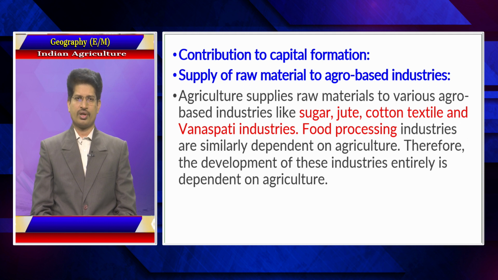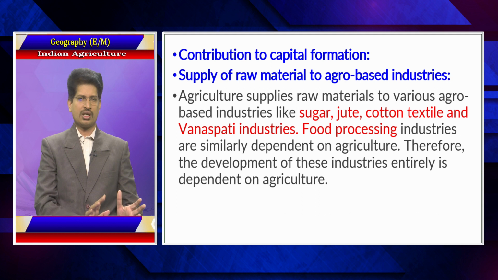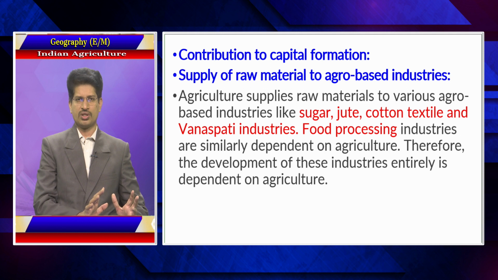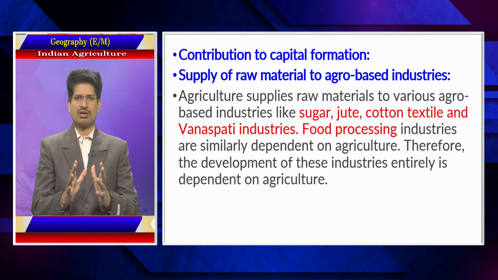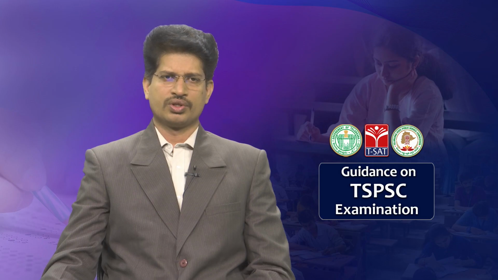Support of raw material to agro-based industries: the supply of raw material to agro-based industries led to the development of industries because of agriculture. So, it is supplying raw material. The sugarcane industry can exist only when raw material is supplied from agriculture. Cotton industry, textile industry can survive only when cotton is supplied from agriculture. So, all these industries are dependent upon agriculture, which is another significance of agriculture.